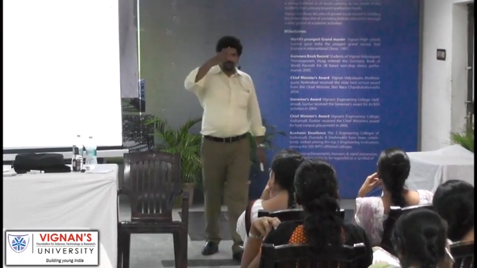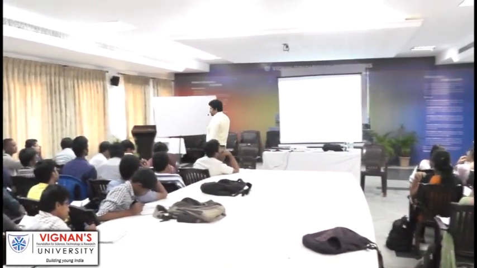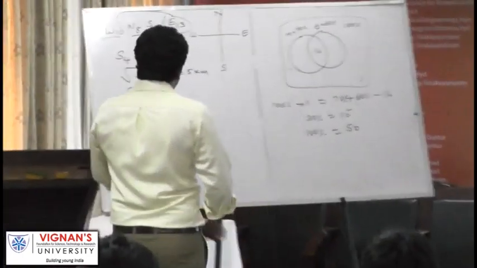It means the remaining in between, how many are there? 3. One edge 3, like that there are 9 edges that have 2 different colors on them. So 9 into 3, 27. This is about 2 colors.